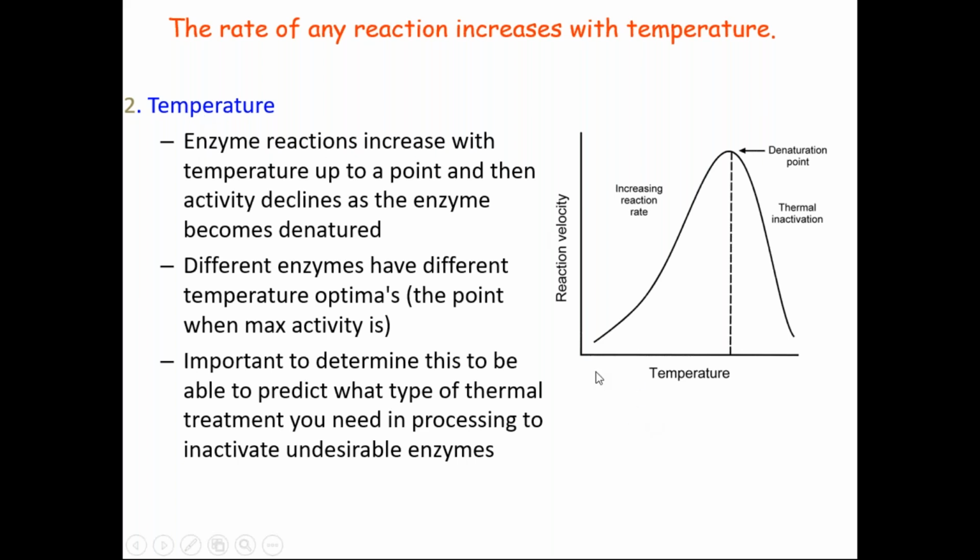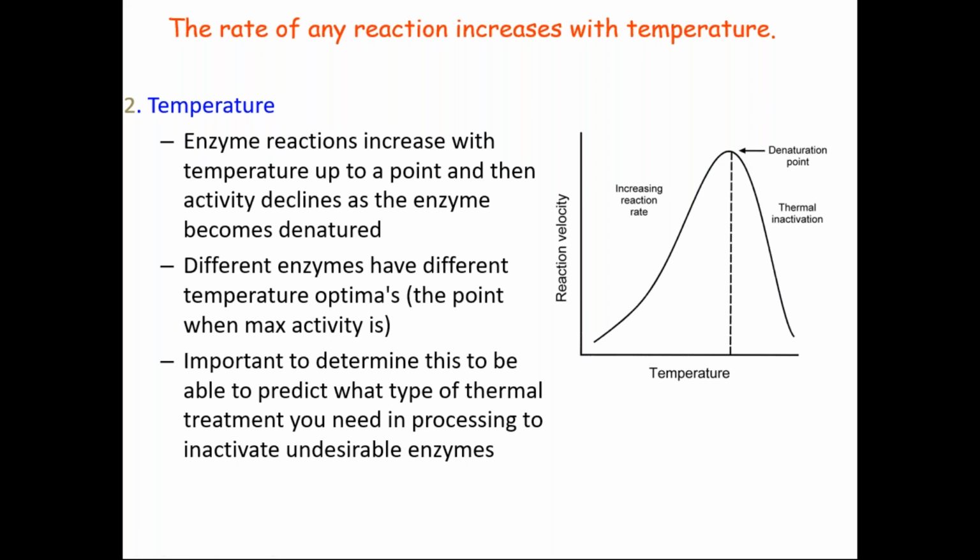So it is observed that if you plot the reaction velocity against the temperature, what you get is a Gaussian curve, where as the temperature increases, the velocity of the enzyme reaction increases, and then after a particular temperature, you will see that the activity decreases, because thermal inactivation takes place. So this particular temperature is known as the optimum temperature, and you determine the optimum temperature and use it.